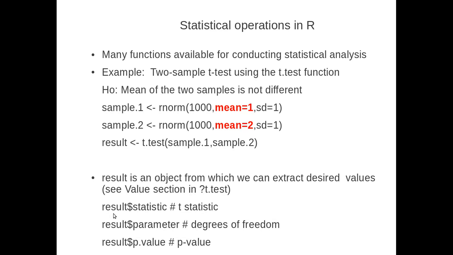What we can do is use result dollar statistic to extract, in this case, the t statistic; result dollar parameter, which is the degrees of freedom in this case; and result dollar p dot value, which is the p value, or the significance of the test.